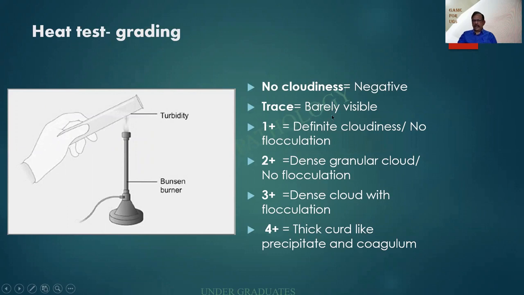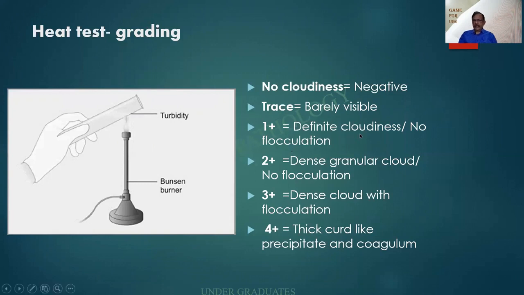Always when you answer, you will be asked the grading. So there is trace which is hardly visible. We used to say you should have a printed material behind the test tube. So if you are able to read it, it is clear. If it is barely visible, then the precipitate is occurring.